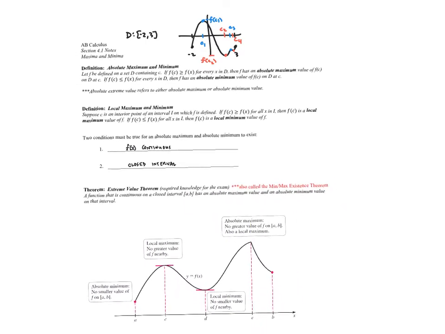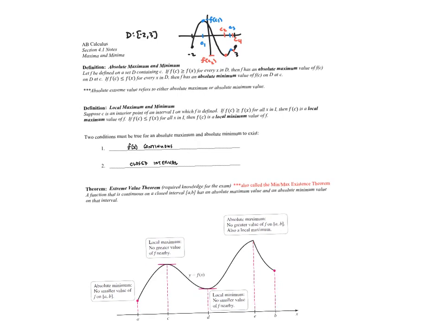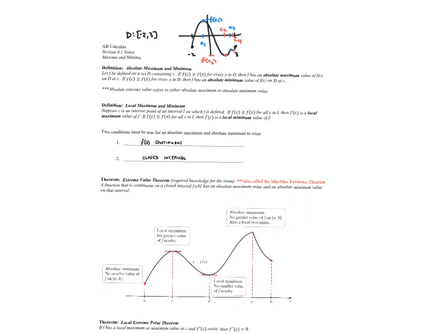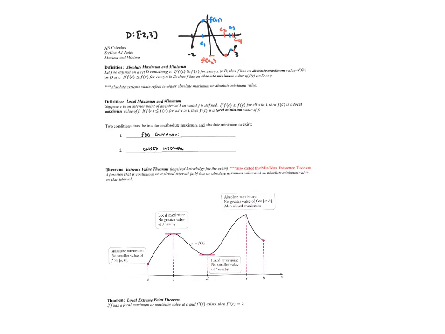Okay, so the extreme value theorem, what does it say? Let me get that parallel. There we go. This is required knowledge, first of all. It's also called the max-min or min-max existence theorem. A function that is continuous on a closed interval has an absolute max and an absolute min value on that interval. Guaranteed, right? Guaranteed.